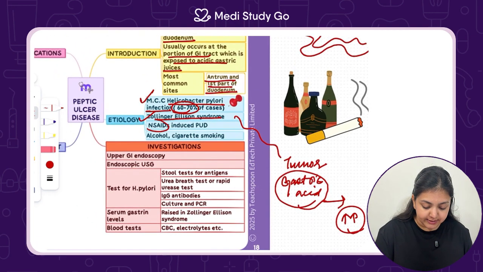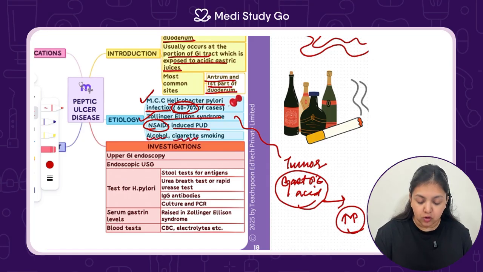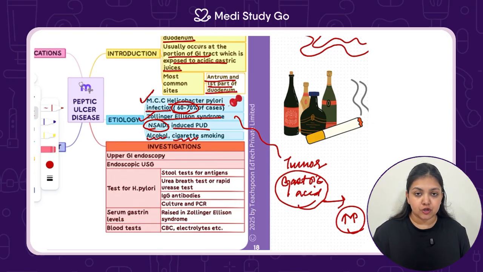Next, there can be NSAID-induced peptic ulcer disease. A patient who is taking NSAIDs for a long term for any sort of pain can also disrupt the mucosa of the gastric system and thereby cause peptic ulcer disease. Lastly, there can be irritants like alcohol and cigarettes which also disrupt the mucus of the stomach and can lead to increased acid production, thereby leading to peptic ulcer disease.